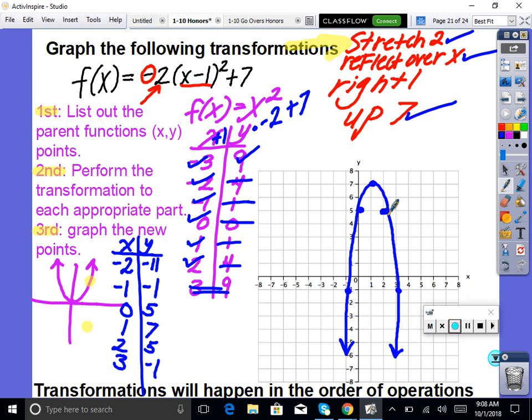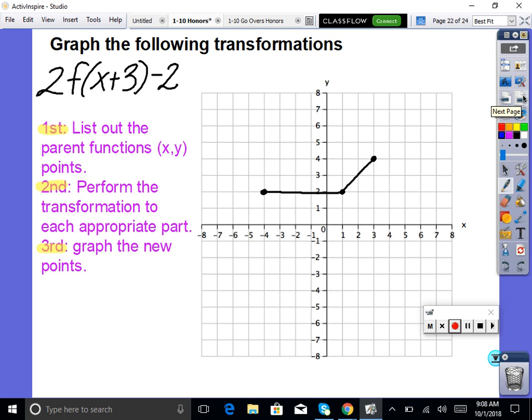Okay, awesome. Okay, let's look at another one. For example, let's say you're just given a random function like this. It's just a random picture of a graph. It all works the same way. So it says take the function, times it by 2, plus 3, so it'll be left 3, down 2.